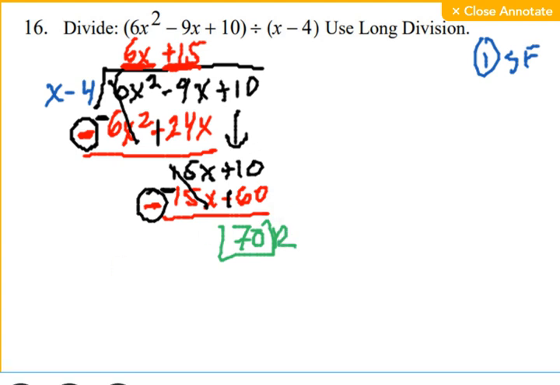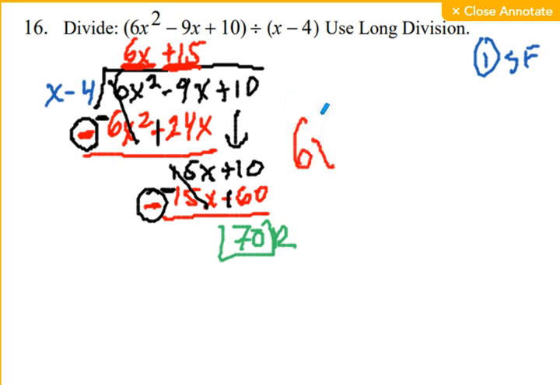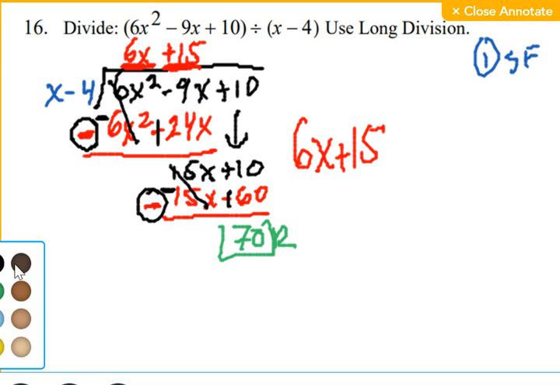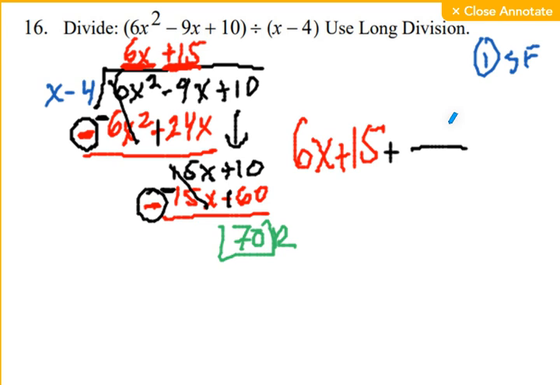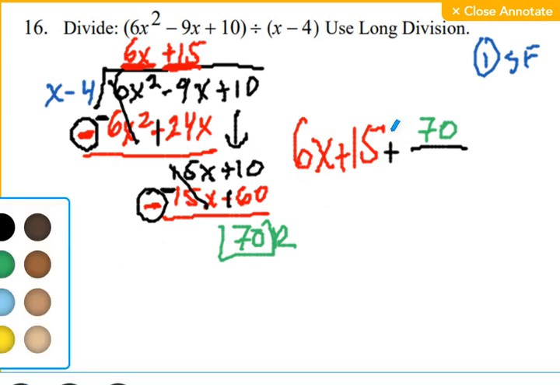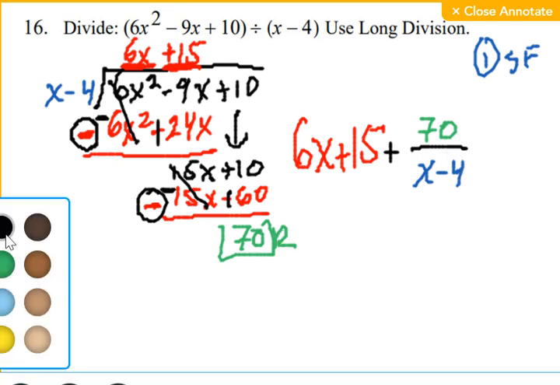All right. So with that said, what's the answer? The quotient is 6x plus 15. That is correct. However, since we have a remainder, we need to add a fraction. You guys remember that? Yeah? All right, and the numerator is 70 over the divisor, which is what? X minus 4. Let's go.